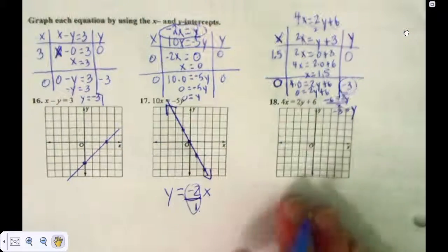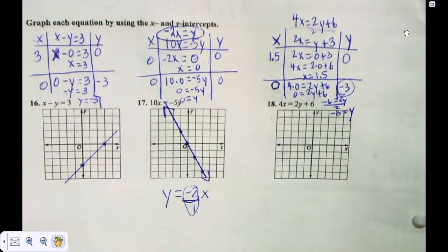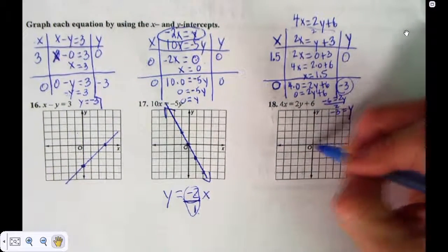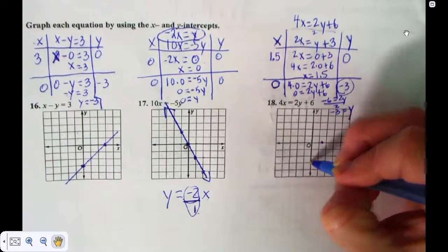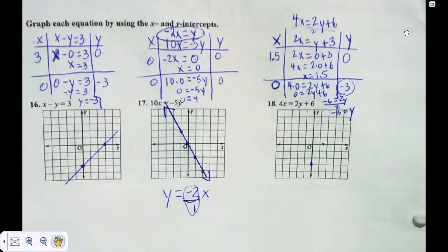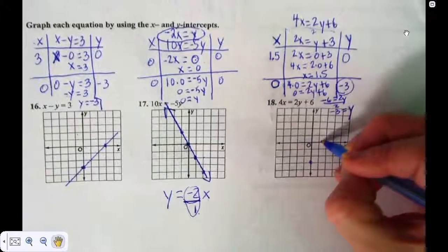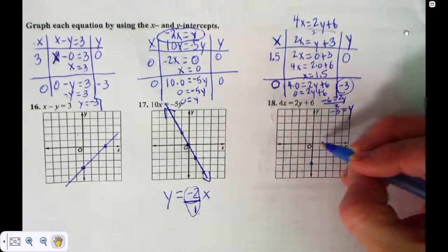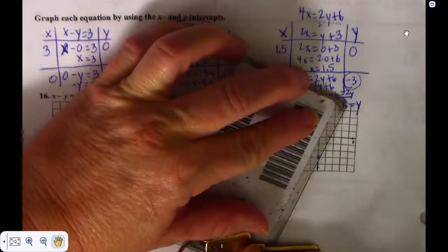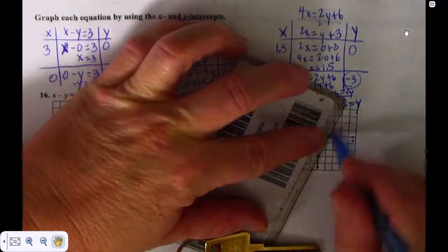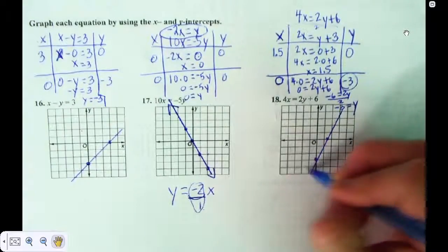I don't know why I didn't write it down here. We have more room. So 1.5, 0. And then 0, negative 3. 1.5, 0. So you just have to go over 1 and then a half. And then, I moved my ID.